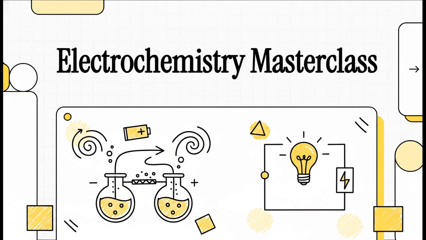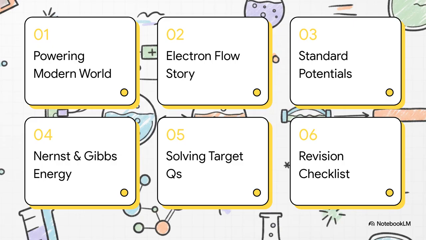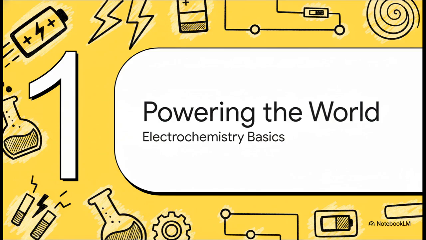So here's our quick roadmap for today. We'll start with powering the modern world, then move into the story of electron flow, mastering standard electrode potentials, the Nernst equation and Gibbs energy, solving target exam questions, and wrap it all up with a final exam revision checklist. Let's get to it. Okay, part 1.